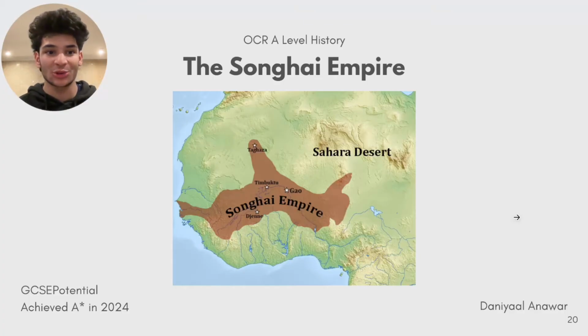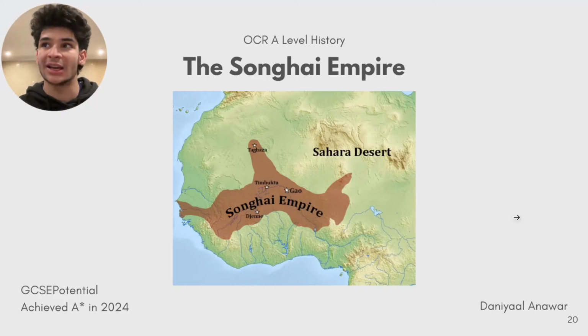Timbuktu was obviously the cultural hub. A lot of questions that you get, like 20 markers, are about advancements which took place in Timbuktu, etc. So it's quite an important one to think about and research. Gao was kind of the center of Songhai. It was sort of the location where trade took place. So that's something that's important to note.